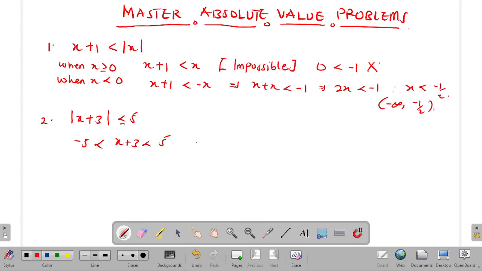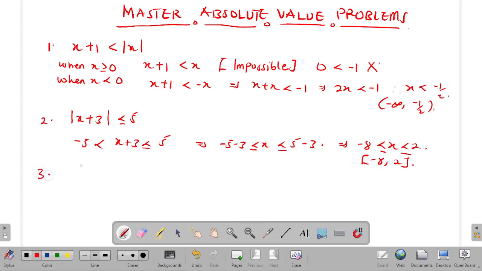Here we solve this inequality simultaneously. So we move the 3: I have negative 5 minus 3 less than or equal to x less than or equal to 5 minus 3, right? So we're going to have negative 8 less than or equal to x less than or equal to 2. So this becomes our solution. In interval notation, remember it is equal to, we have equal to signs here, so we're going to have the bracket negative 8 comma 2, closed.